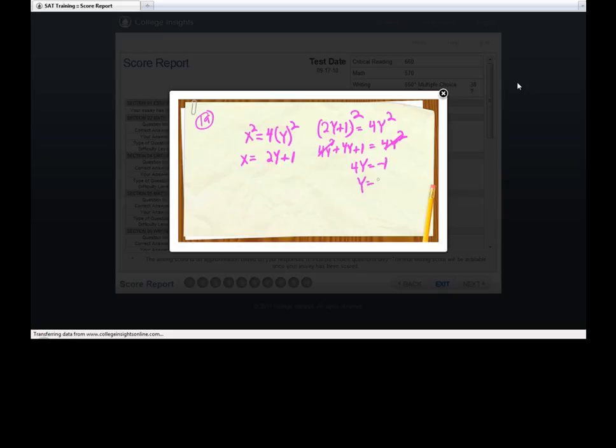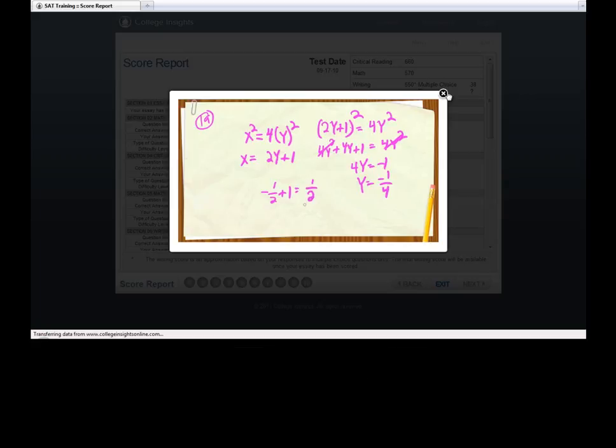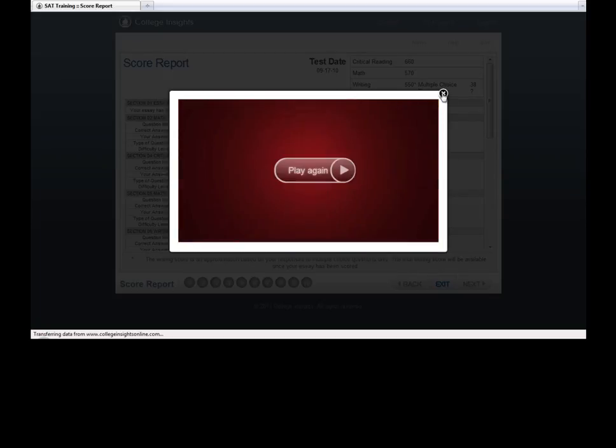y equals negative 1/4. And then we're going to bring it to this equation, and that says x equals 2y, which is negative 1/2, plus 1, and that just equals 1/2, and that is answer choice E.